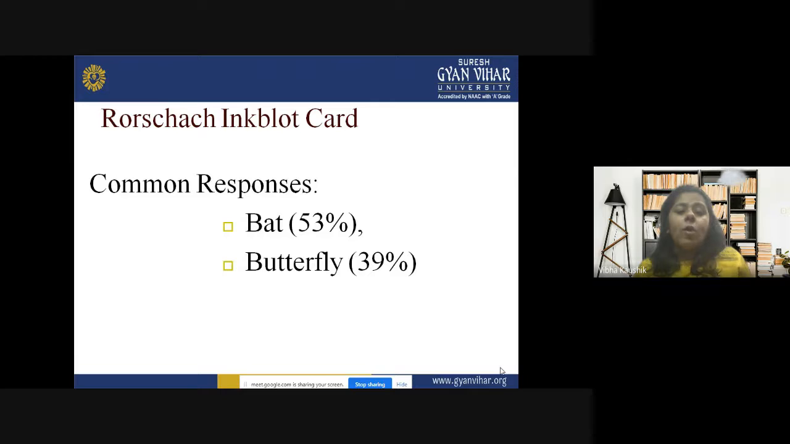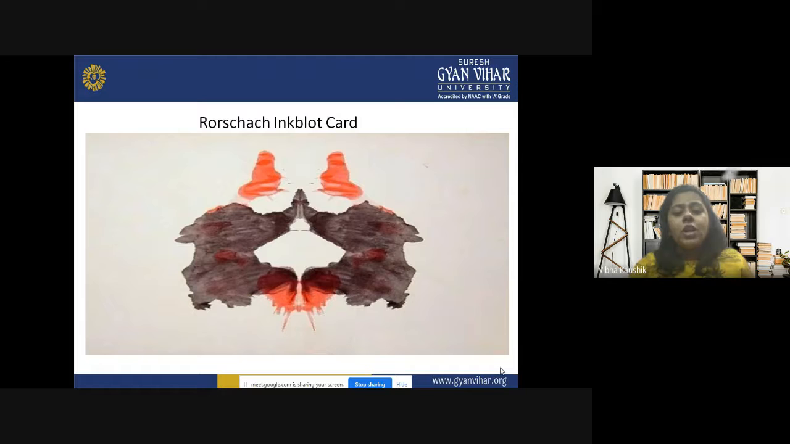Rorschach ink blot card common responses: bat. 53% say that this is an image of a bat, which means it's a common response. If the test is administered to 100 people, almost 53% of responses are that this is a bat. 39% say that it is a butterfly, and this is a common response given after seeing that particular ink blot.